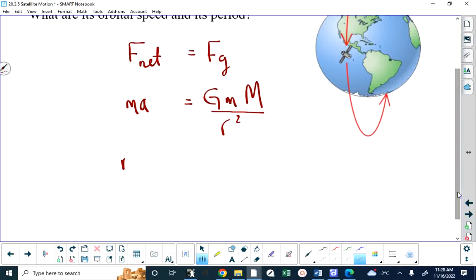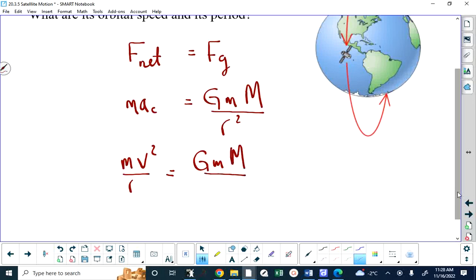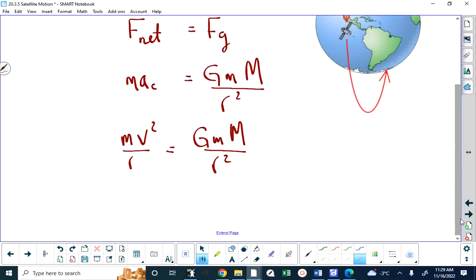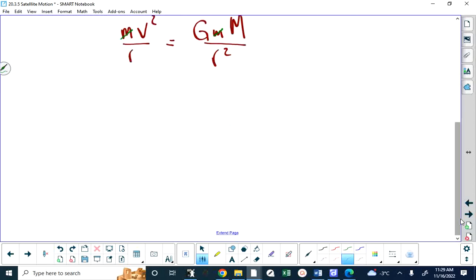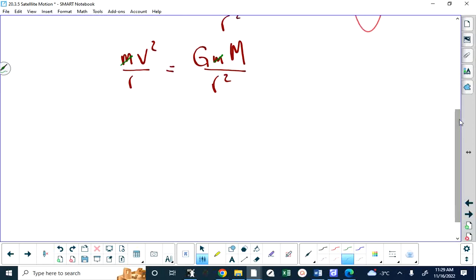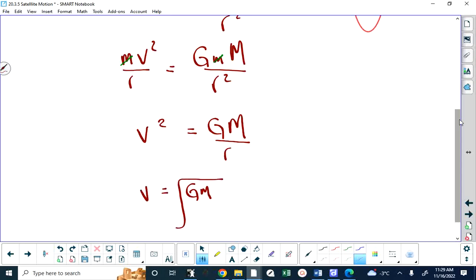I can rewrite this now as Ma, this is a_c, so mv squared over r equals G M m over r squared. In case you haven't clued in, this is the exact same thing we did the first example. It's just not the moon, it's an artificial satellite. The masses of the satellite cancel. One of the r's cancel. And you're left with v squared equals G, mass of the Earth over r. So v equals root G M of the Earth over r.